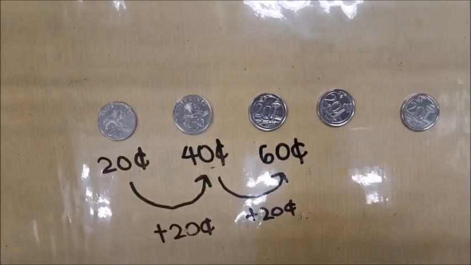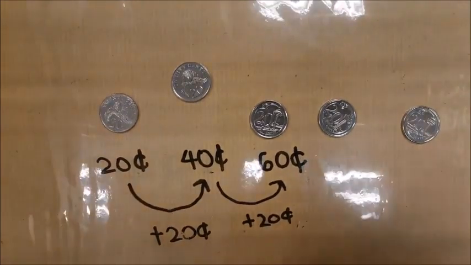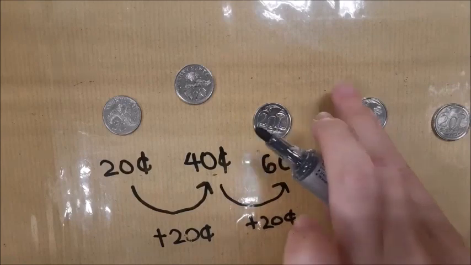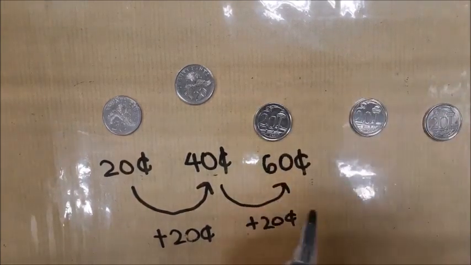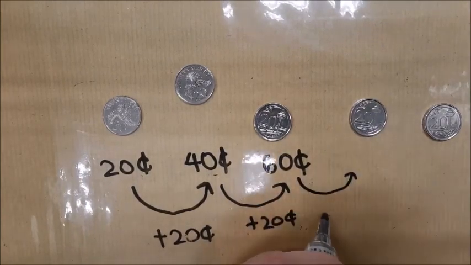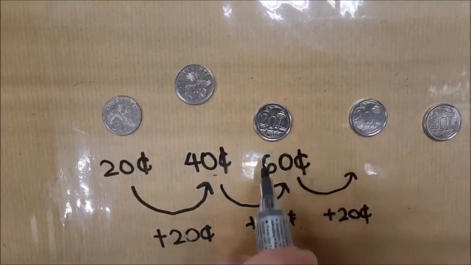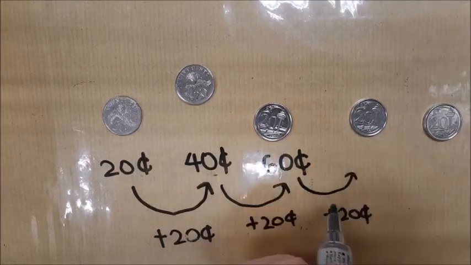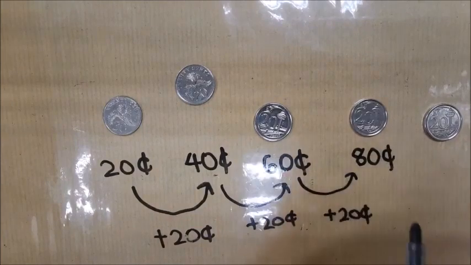If you're not sure, it's okay. It takes some time. And of course, this hundreds chart over here will help you. You can draw your own hundreds chart if you don't have a printer at home. Or you can print one. Or you can make one. You can decorate your own hundreds chart. So let's move on. The next coin over here is 20 cents. 60 cents plus 20 cents equals 60 plus 20 equals 80 cents.